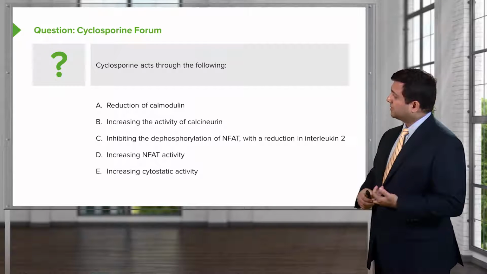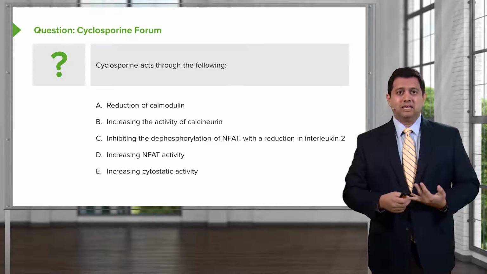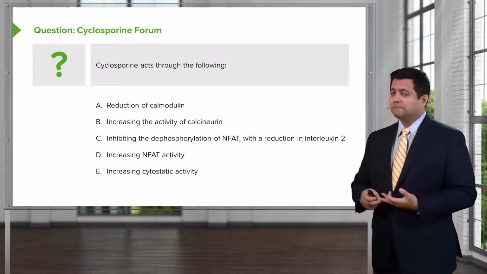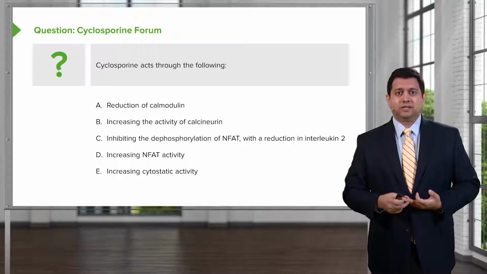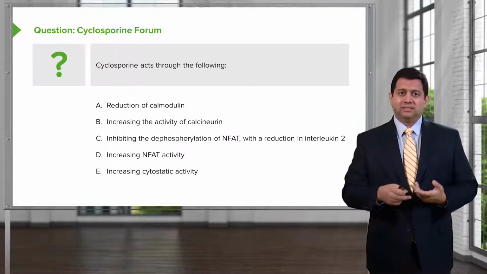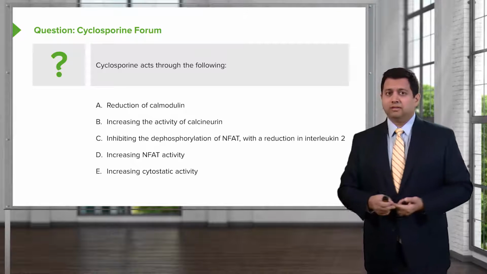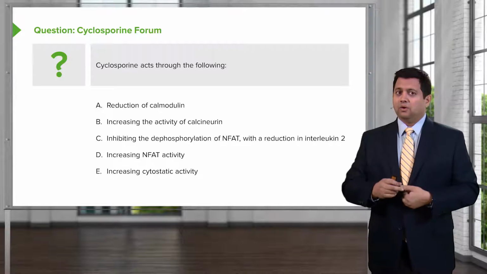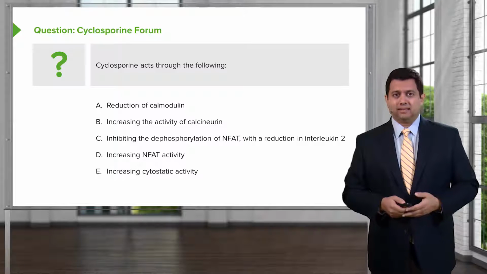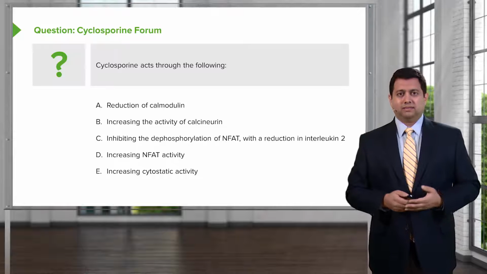A, reduction of calmodulin. B, increasing the activity of calcineurin. C, inhibiting the dephosphorylation of NFAT with a reduction in interleukin-2. D, increasing NFAT activity. Or E, increasing cytostatic activity. Which one is it?